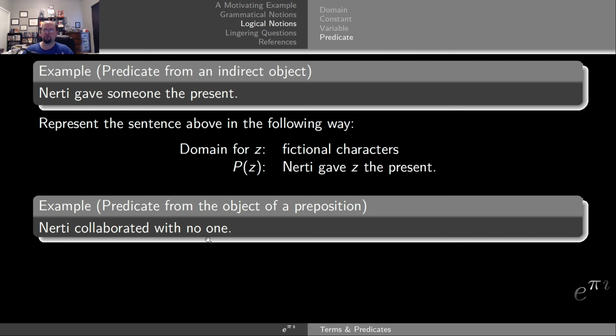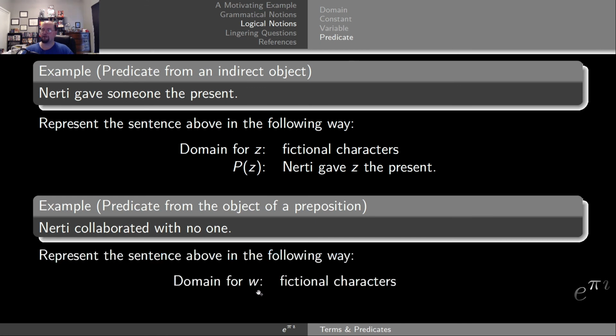So there she collaborated with no one. No one is my pronoun here, so I'm going to represent the sentence in the following way. The no one will be represented by w, so the domain here will be, again, fictional characters. So I can represent this predicate in the following way: there she collaborated with w, giving me c of w.